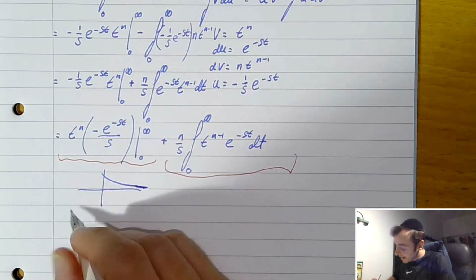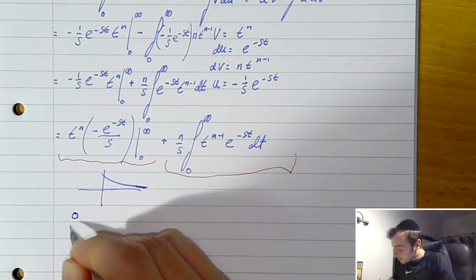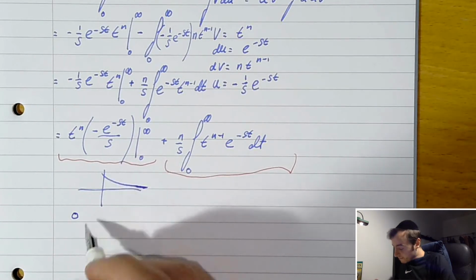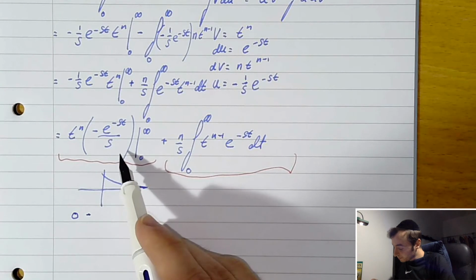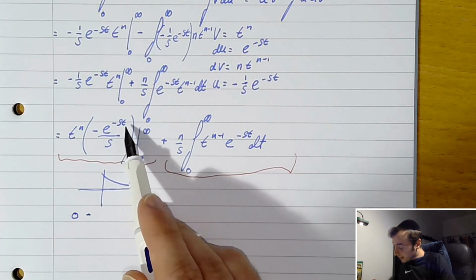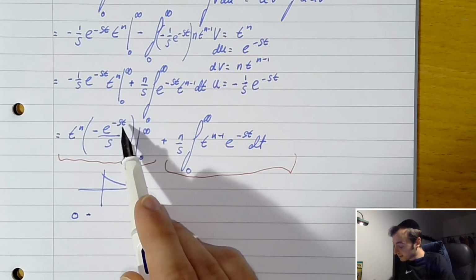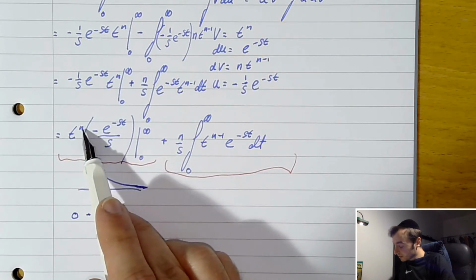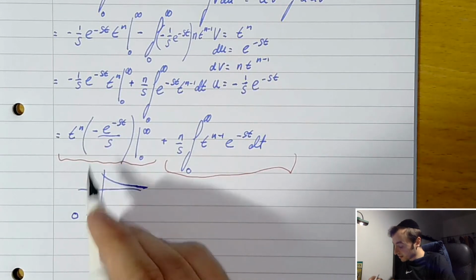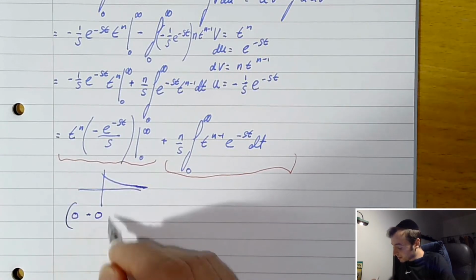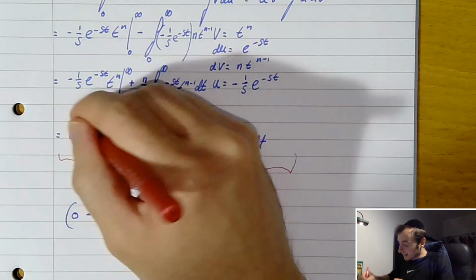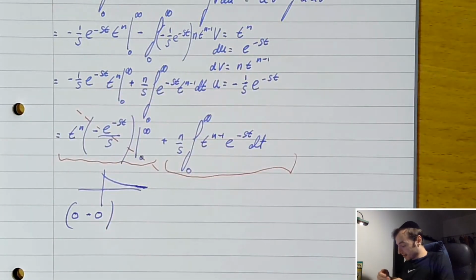So we can say that this is actually going to be 0 minus t evaluated at 0. So e to the minus 0 is, sorry, 1. But 0 to the power of anything is going to be 0, and that's going to be multiplied by that. So it's going to be 0 minus 0 over here. So this whole thing over here, we can actually eliminate, because that evaluation is going to give us 0.